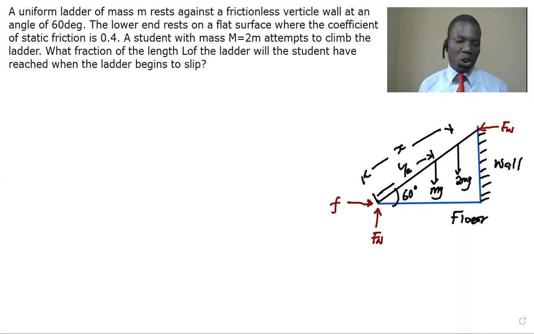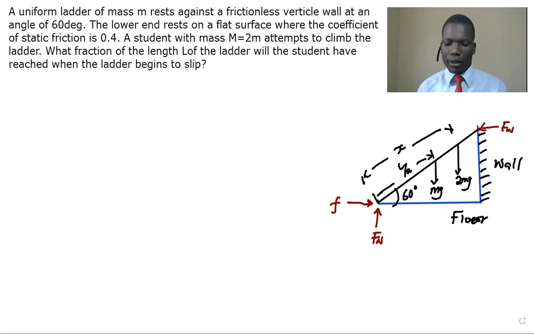In this video we are going to solve a question from static equilibrium, that's physics. The question reads: a uniform ladder of mass m rests against a frictionless vertical wall at an angle of 60 degrees. The lower end rests on a flat surface where the coefficient of static friction is 0.4. A student with mass capital M equal to 2m attempts to climb the ladder. What fraction of the length of the ladder will the student have reached when the ladder begins to slip?